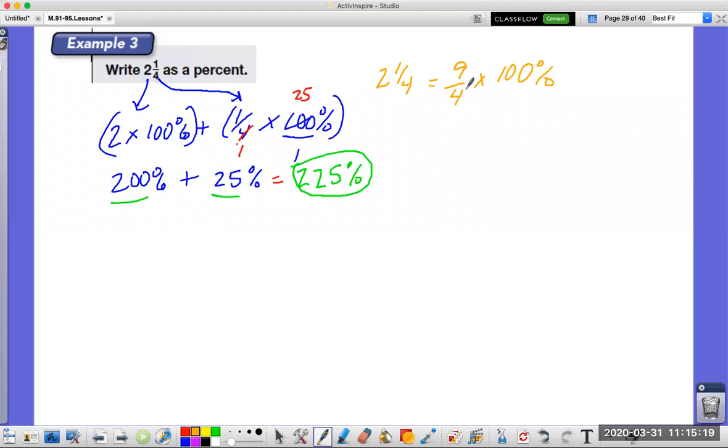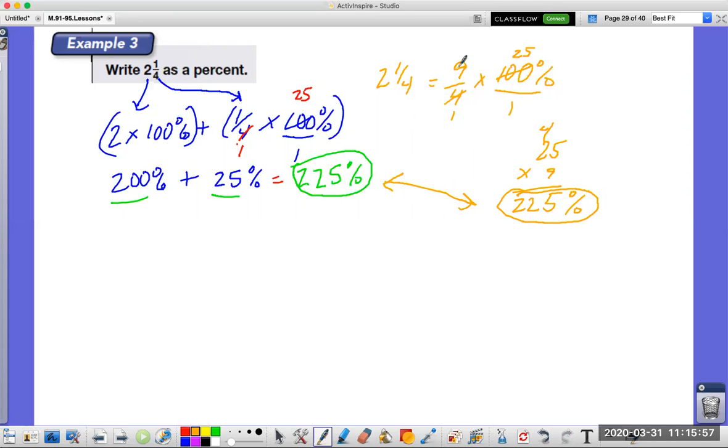If I'm doing it with the improper fraction form, that's going to end up being the same thing, really. If I can cancel, I can see this 100 divided by 4 is going to be 25, and that would be 1. And now I have 9 times 25. So let me do that. 9 times 25 equals 225, and that's percent. So you can see they end up being the same.